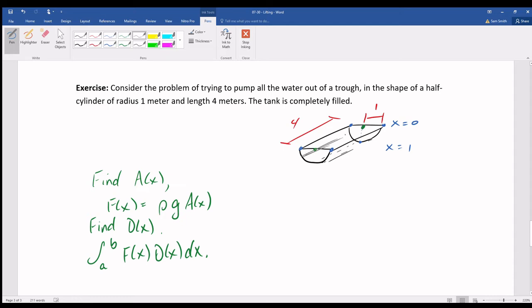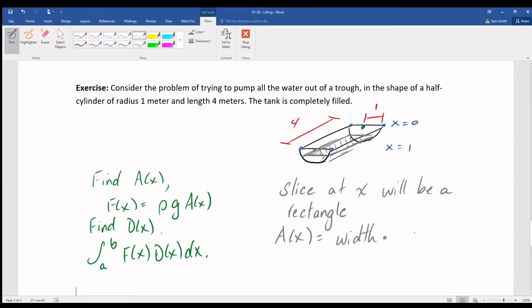And I'm going to take a slice out of this cylindrical trough at that level. And the beauty of having a drawing is that it makes it much easier to see what shape this slice will have. The slice at x will be a rectangle, and therefore to find the area of the rectangle, I just have to take the width of the rectangle and multiply it by the length of the rectangle.